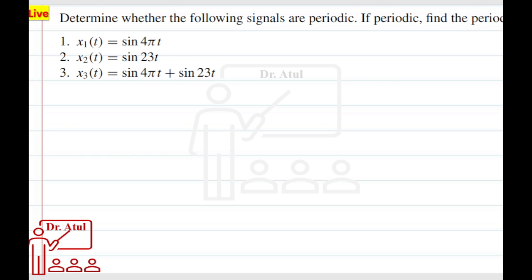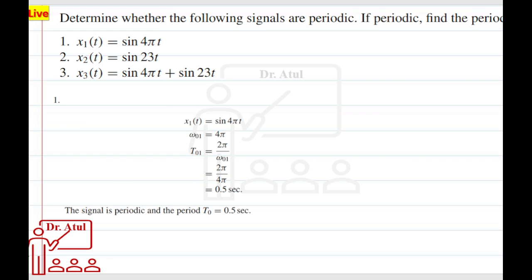Determine whether the following signals are periodic. If periodic, then find the period. First question, sin 4 pi t, period, टाइम पीरियड कैलकुलेट करते हैं. कैसे आएगा? टाइम पीरियड कैलकुलेट करने के लिए हमने लिखा x(t) इक्वल टू sin 4 pi t, omega 1 equal to 4 pi, T equal to 2 pi upon omega 1, so 2 pi upon 4 pi, that is 1/2 second. तो टाइम पीरियड आ गया. This is a periodic signal.